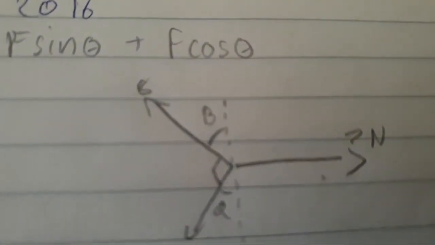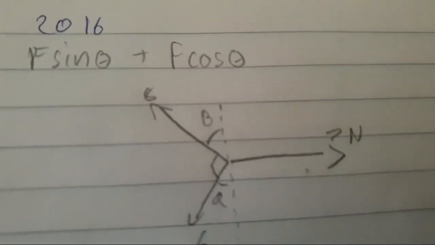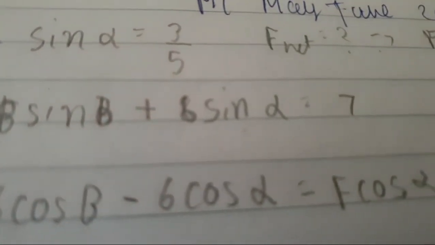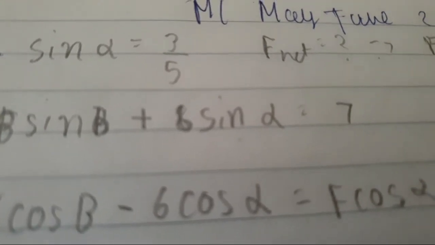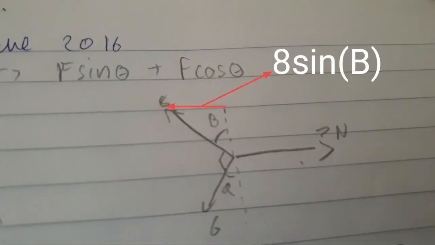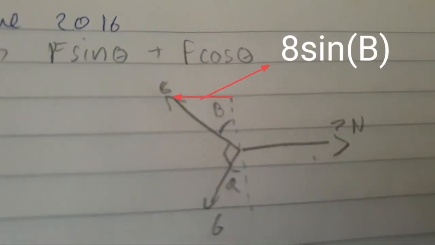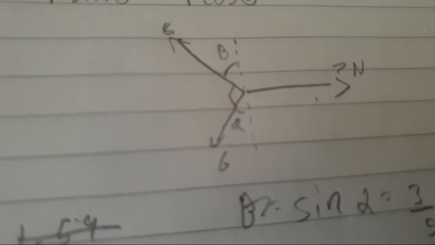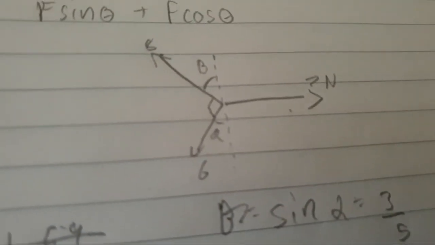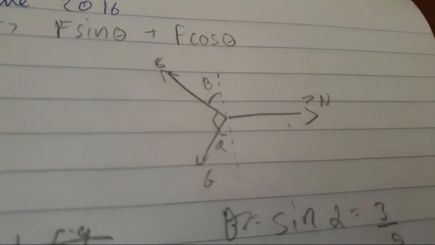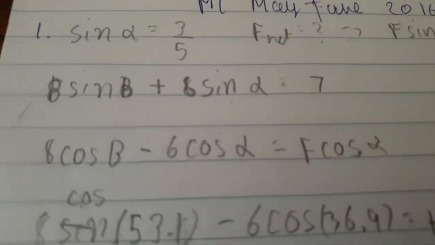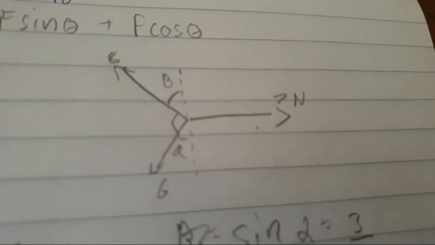B is the angle which is at here, it's near the 8, plus 6 sine alpha equal to 7. So this is the 8 sine b, and below is the 6 sine alpha. Thus, if you sum them both, it will be equal to 7, or it could not be equal to 7, but I wrote it is equal to 7. So leftward force is equal to rightward force.